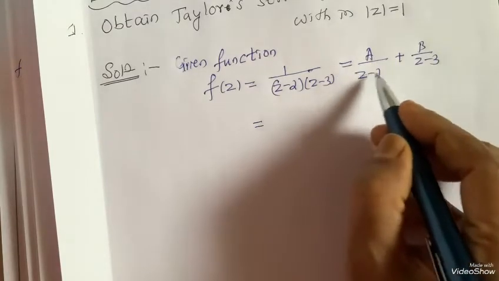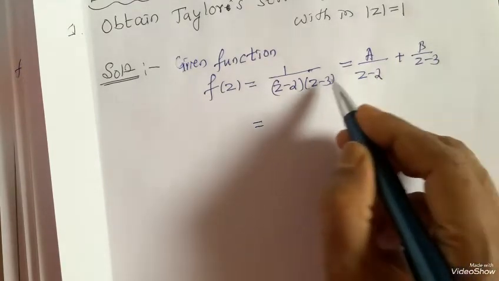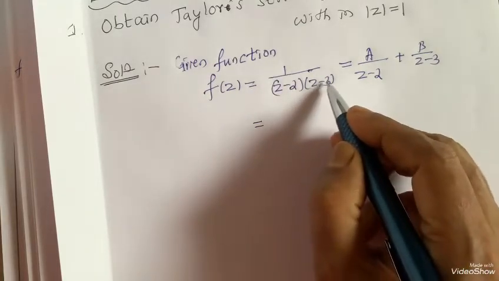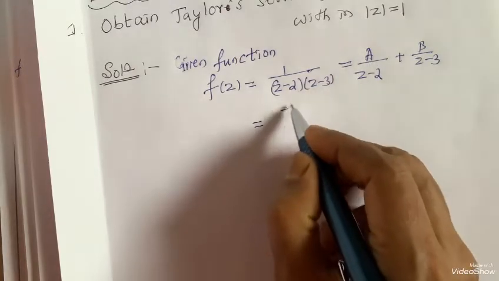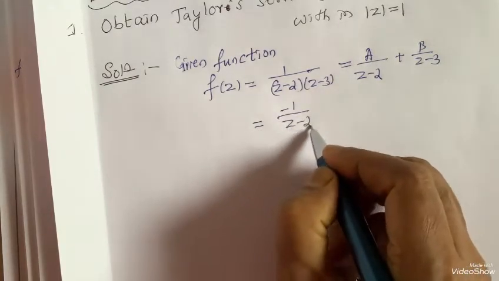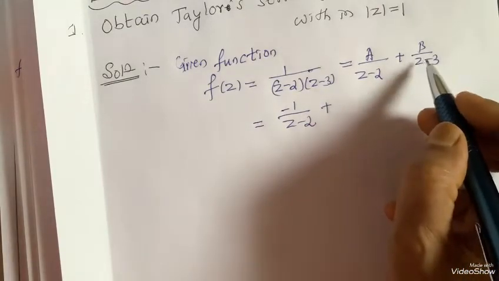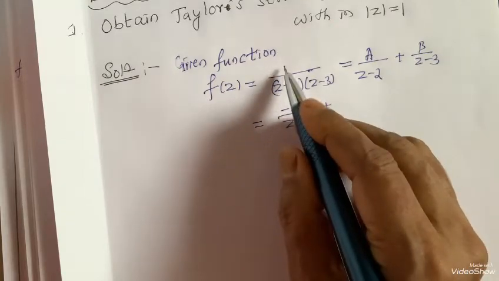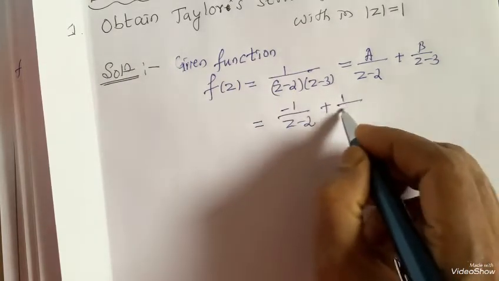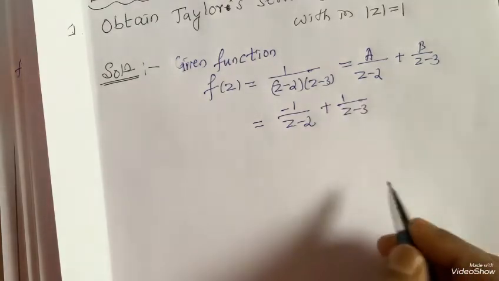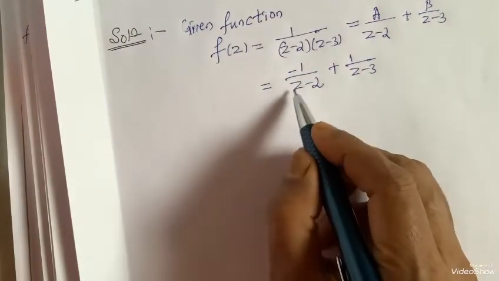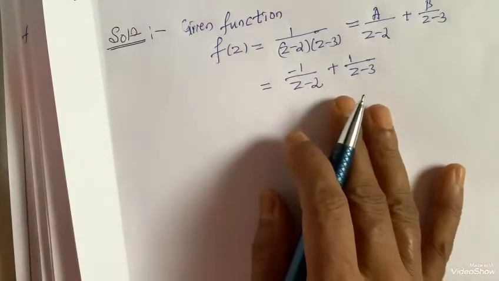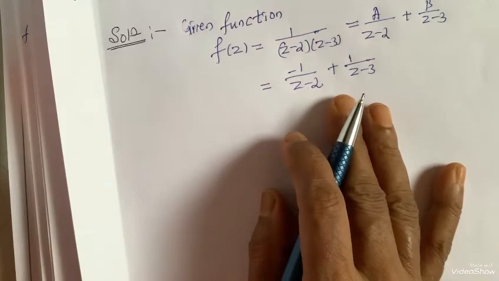The denominator of A is z minus 2, meaning z equal to 2. Substitute it in the remaining factor: 1 upon (2 minus 3), which is minus 1. So the value of A is minus 1, giving minus 1 upon (z minus 2). Similarly, put z equal to 3, leaving the factor 3 minus 2, which is 1, so B is 1, giving 1 upon (z minus 3). Therefore f of z is minus 1 upon (z minus 2) plus 1 upon (z minus 3). This is the first step in examples of this type.